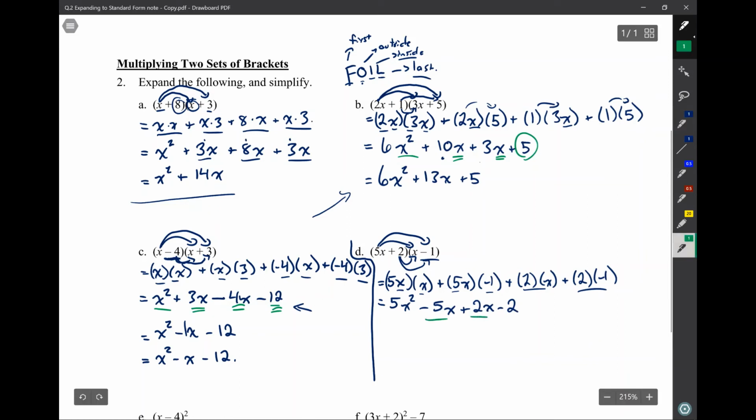Again, I can collect like terms. You'll notice a pattern here when we're working with binomials of this form, then our middle two terms will be alike that we're collecting here. So 5x squared minus 5x plus 2x, that's negative 3x minus 2.